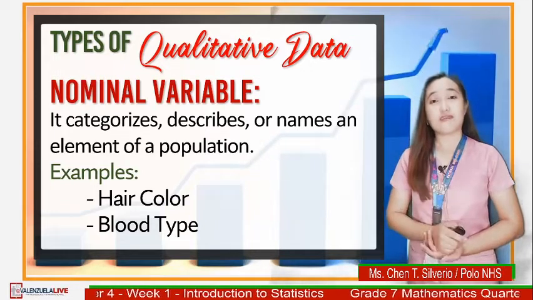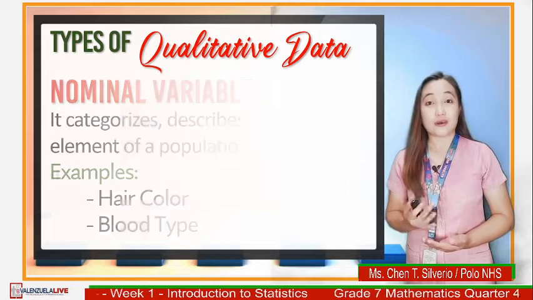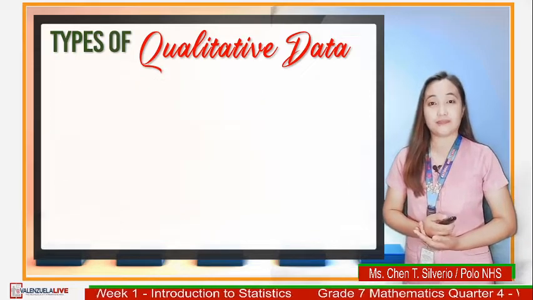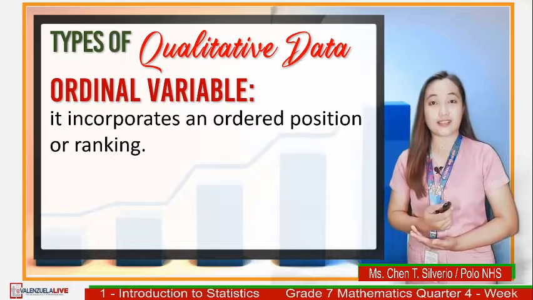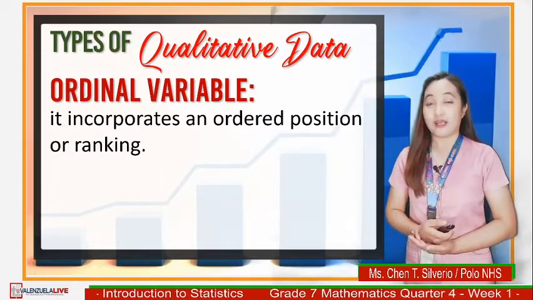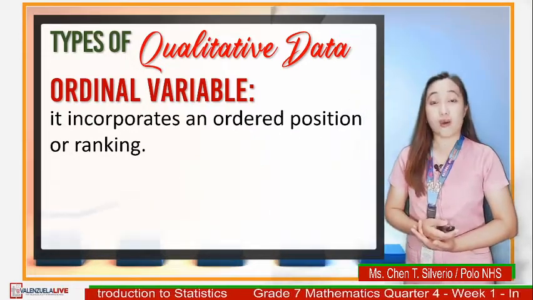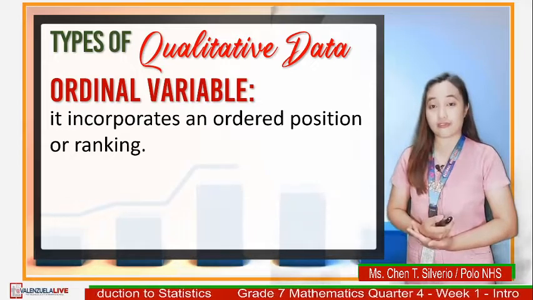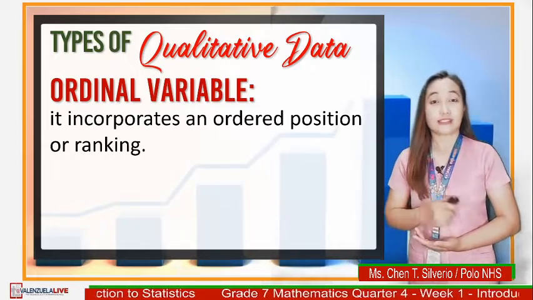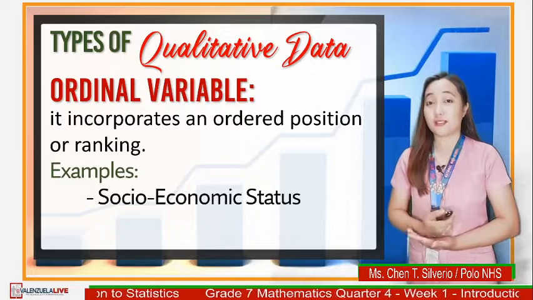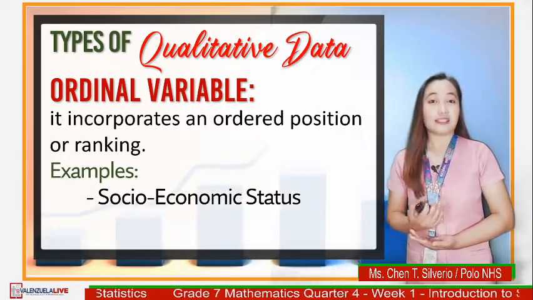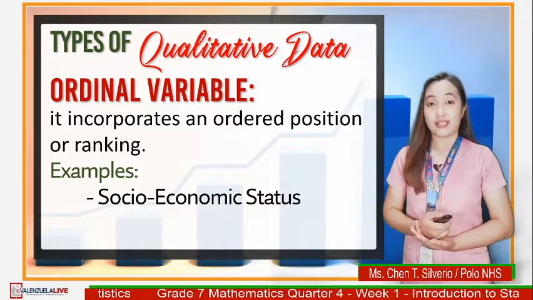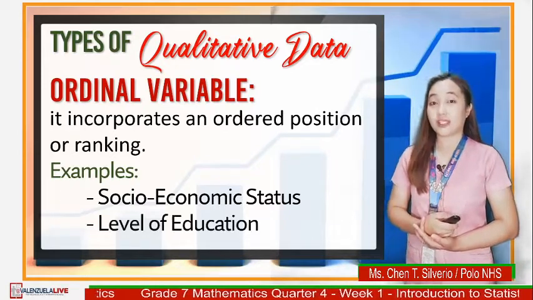The second type of qualitative data is the ordinal variable. It incorporates an ordered position or ranking. From the word itself, there is a logical ordering to the values of a variable. For example, the socioeconomic status and the level of education. This includes the primary level, secondary, and the tertiary level.